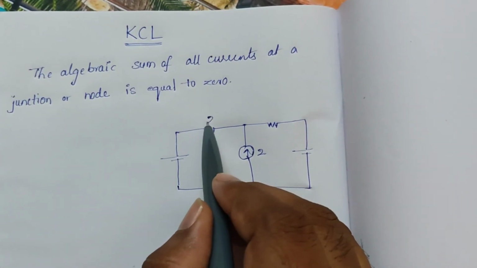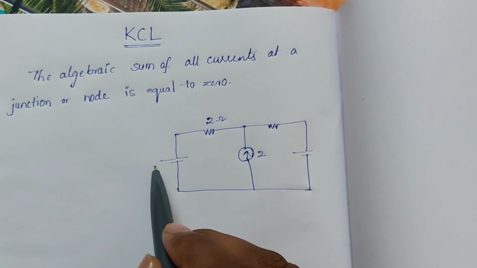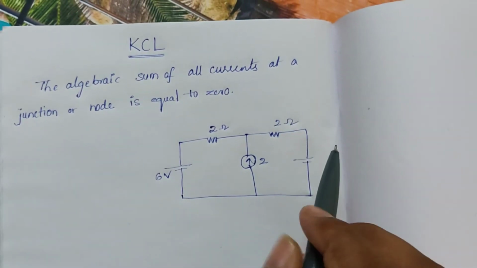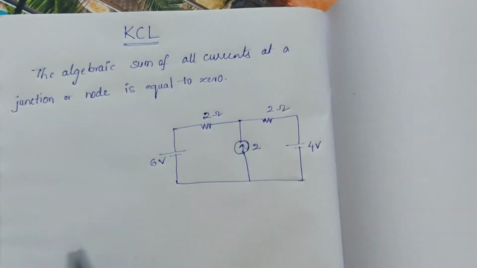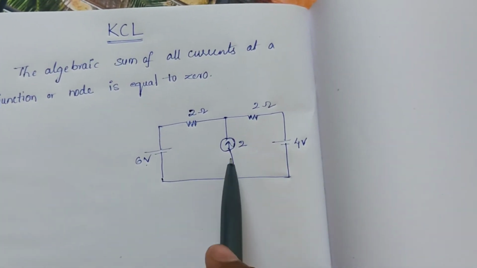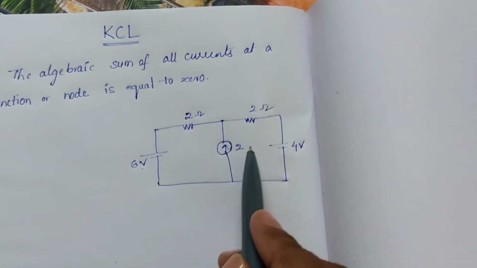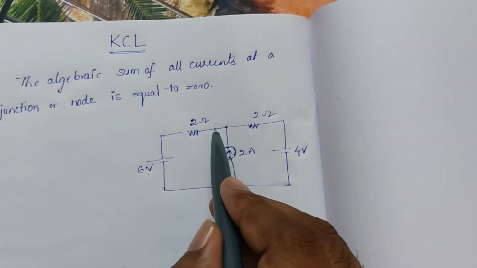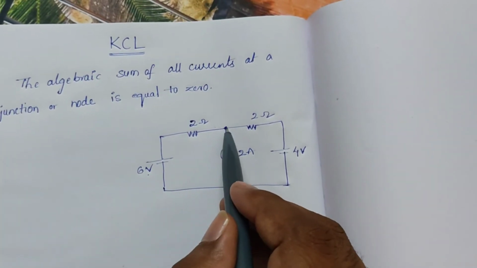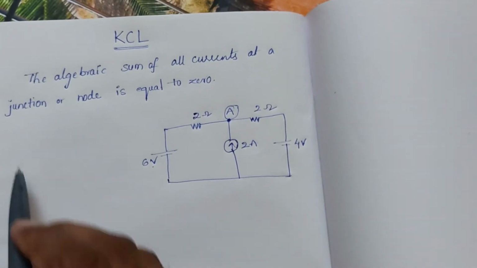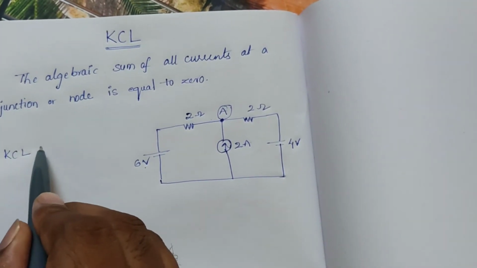So let us take 2 ohms, 6 volts. This is a network consisting of 2 voltage sources, 6 volts and 4 volts, and 1 current source, that is 2 amperes, and 2 resistors. We have to find the currents in each branch here. So we have to apply KCL at node A. Let us apply KCL at node A.